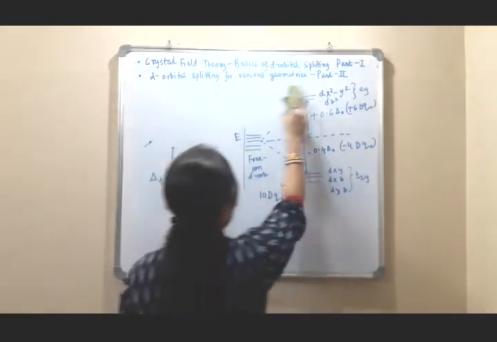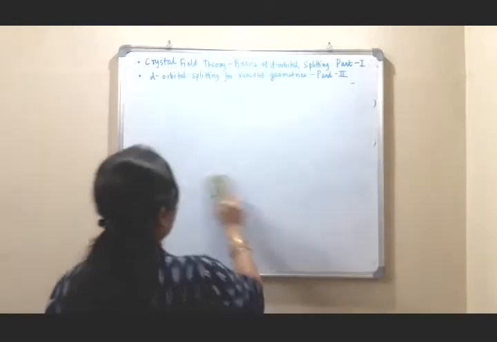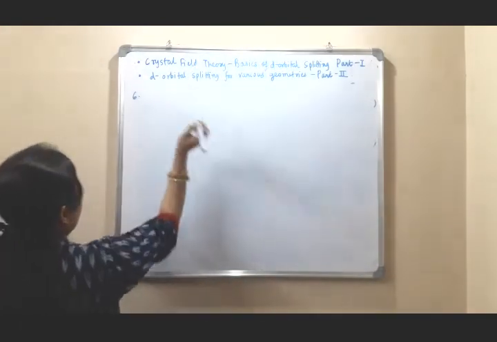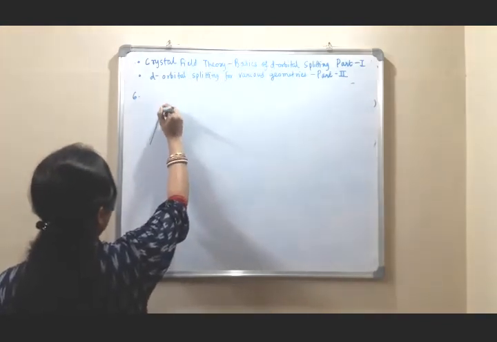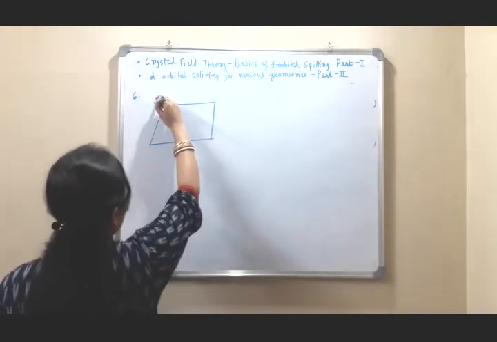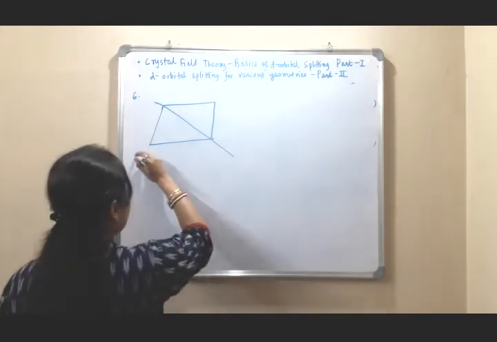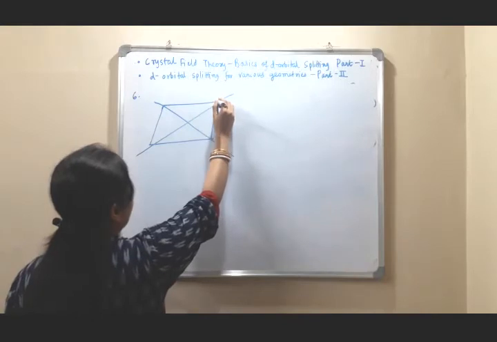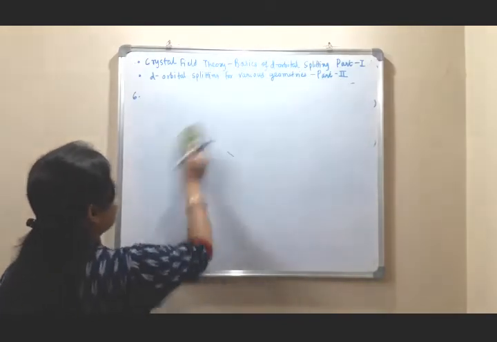Now let's move to the next geometry, that is square planar. See, what is square planar? I can think like this, that this is a square. I have already apologized that I am not at all good at drawing, so please forgive me for this. No, I have to erase it, it's very bad.